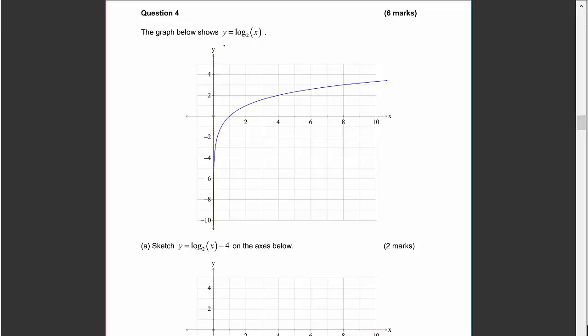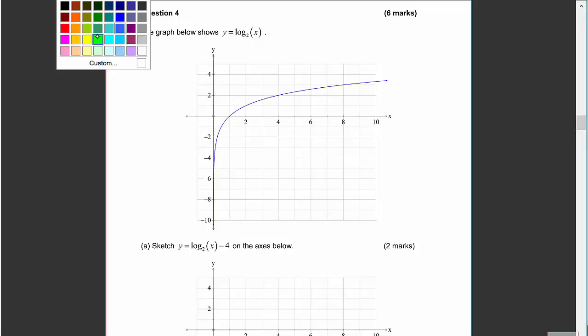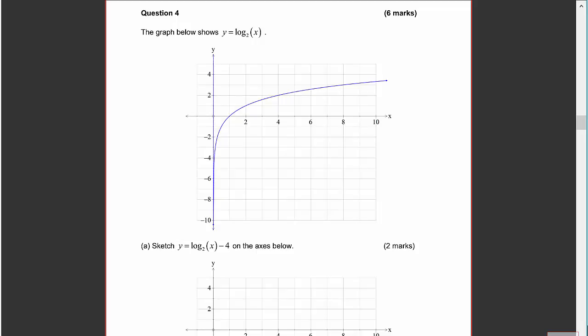The graph below shows y equals log to the base 2 of x. Now we're going to have to do various sketches based on this, and one thing I should point out before we do that is whenever you have this situation, do not be inaccurate and just draw a general shape.